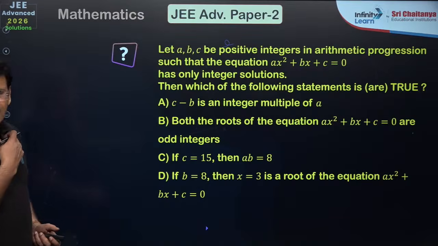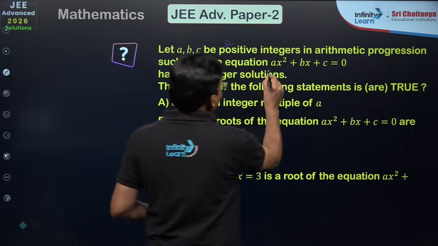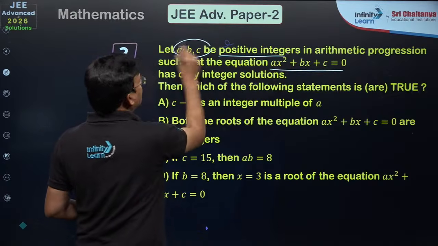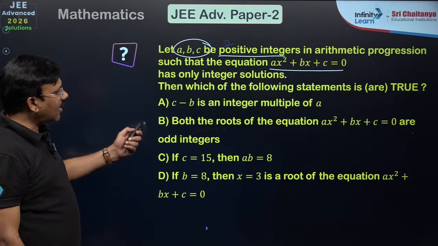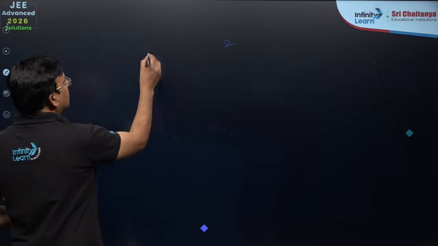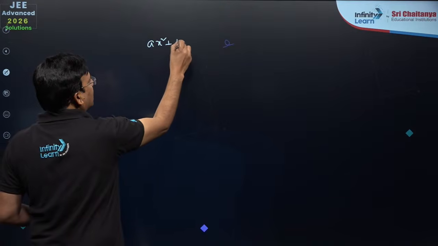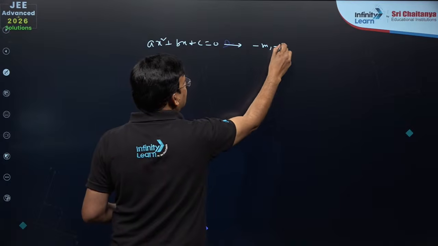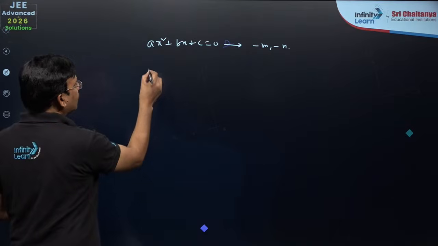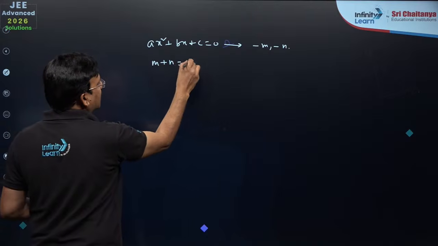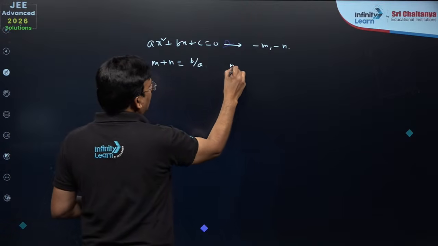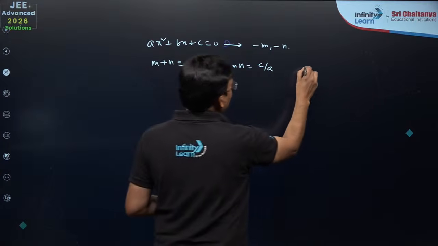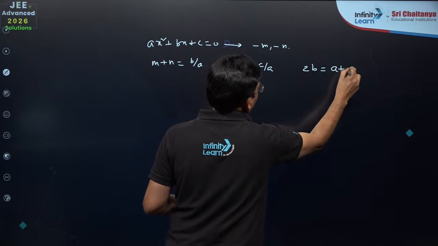The next question, friends: ax square plus bx plus c equal to 0 is a quadratic equation where a, b, c are positive integers and they are in AP. Certain options are given. To answer this question, say this equation ax square plus bx plus c equal to 0 has integral roots, say minus m and minus n. The sum of the roots, minus (m plus n), is minus b by a, so m plus n is b by a, and the product of the roots, mn, is equal to c by a. Since a, b, c are in AP, you can write 2b is equal to a plus c.